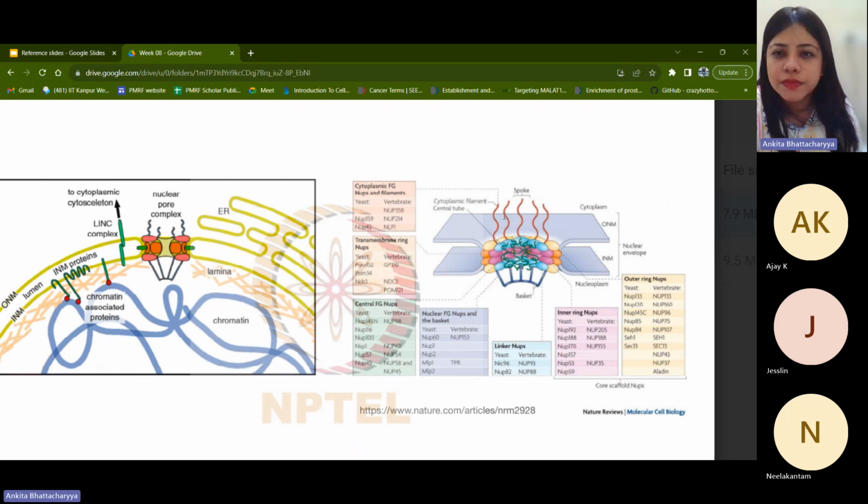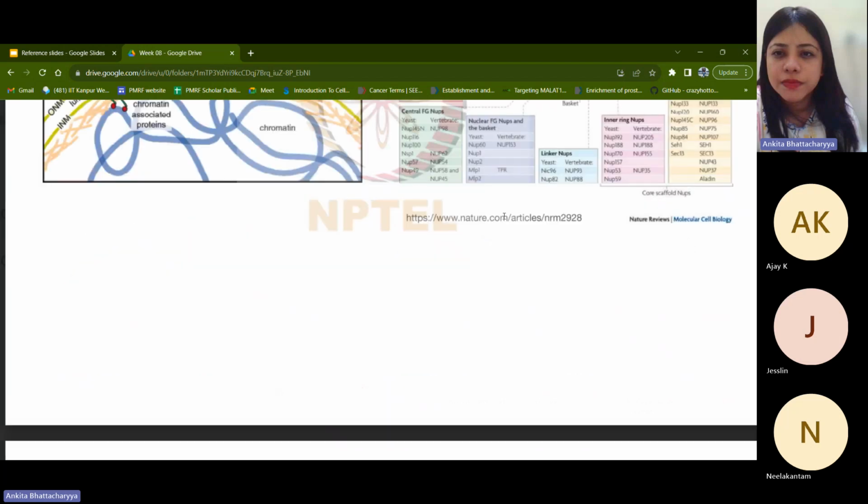Here what you see are the different types of proteins that are involved. You can see that there are cytoplasmic transmembrane proteins. NUPs are basically nuclear proteins. And the different types of proteins in vertebrates as well as in yeast have been mentioned. There are different types of NUPs, which are inner ring, outer ring, linker NUPs, central NUPs, transmembrane ring NUPs, and the cytoplasmic ring NUPs, etc. So this entire organization is made up of different types of proteins with different modifications, each having some specific job at the site of the nuclear pore.